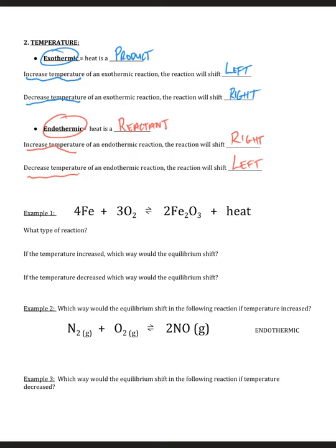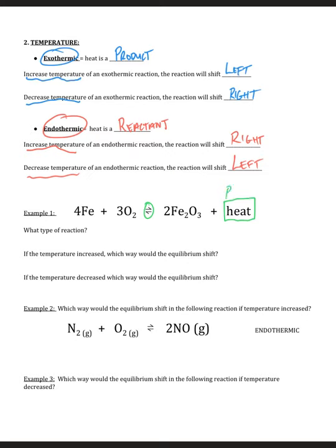Okay, so example number 1. So we have 4 iron plus 3 oxygen yields or produces 2 iron(III) oxide and heat. And we have this double-sided arrow showing it is at equilibrium. Now, first it says, what type of reaction is this? And what it means is is it endothermic or exothermic? Well, we can tell that by this heat term.